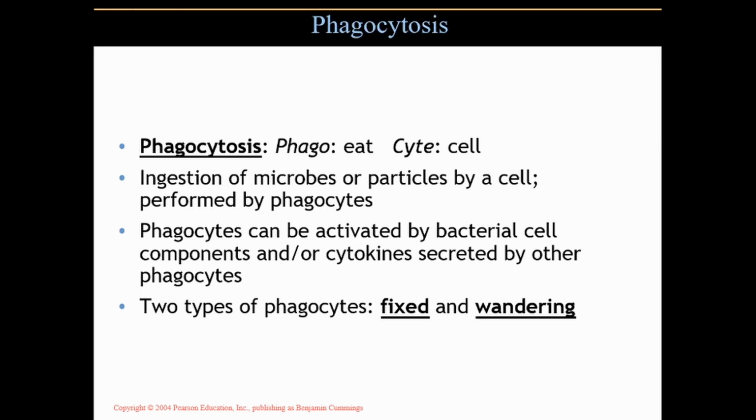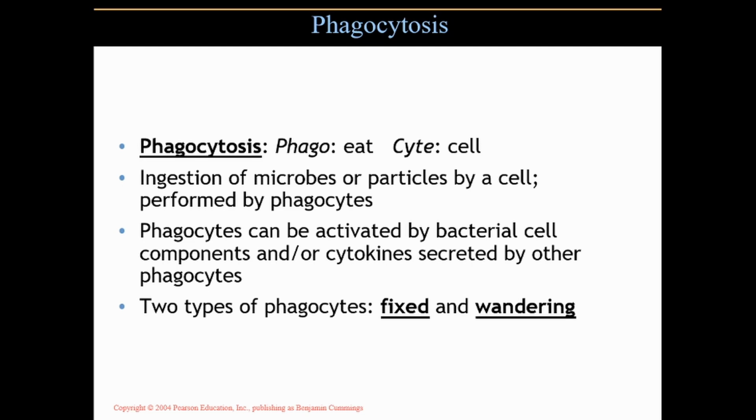So let's look at phagocytosis, the actual process of it. Well, we have the word phago, which means to eat, and cyte, which refers to a cell. So an eating cell. A phagocyte then is a cell that eats and eats and eats, and that's its role, that's its job. Ingestion of microbes or particles by a cell. And so these phagocytes are carrying out this process throughout the body, consuming these pathogens and getting rid of them.